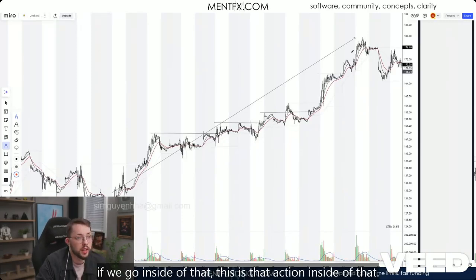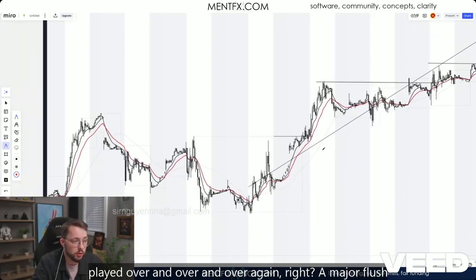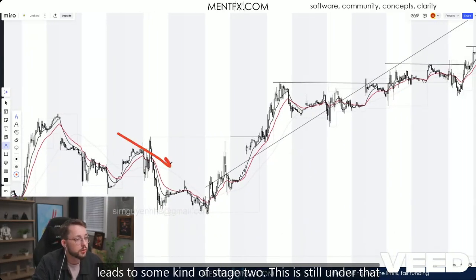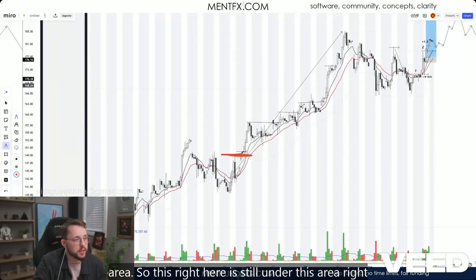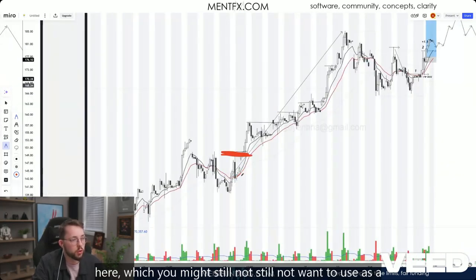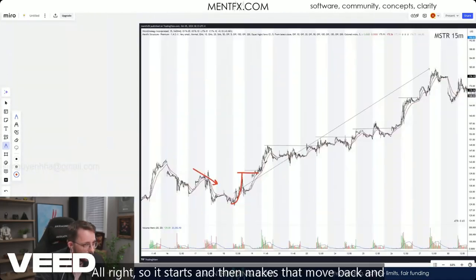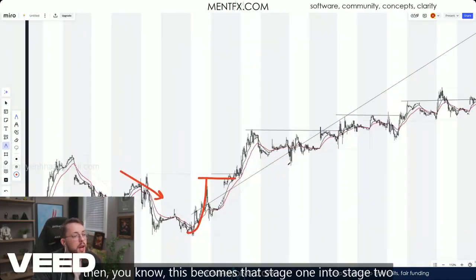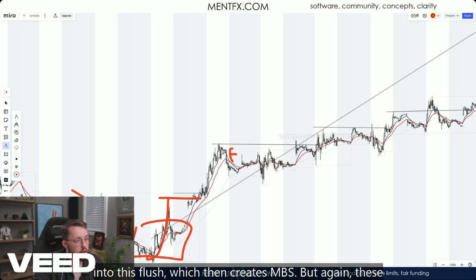So if we go inside of that, this is that action inside of that, you guys should be able to play that same game that we've played over and over and over again, right? A major flush leads to some kind of stage 2. This is still under that area. So this right here is still under this area right here, which you might still not want to use as an entry. So maybe we'll wait till the next move back. Right, so it starts and then makes that move back. And then this becomes that stage 1 into stage 2 into this flush, which then creates MBs.